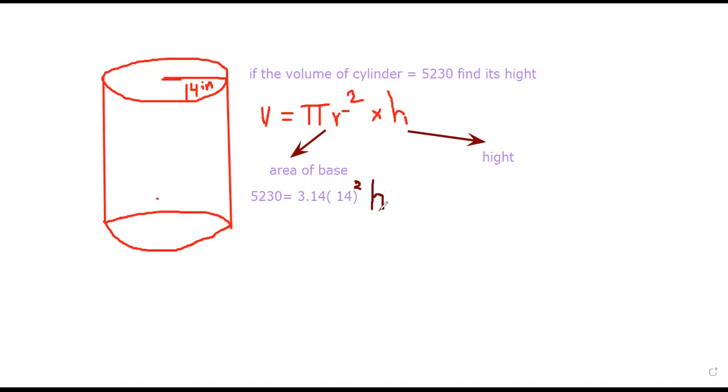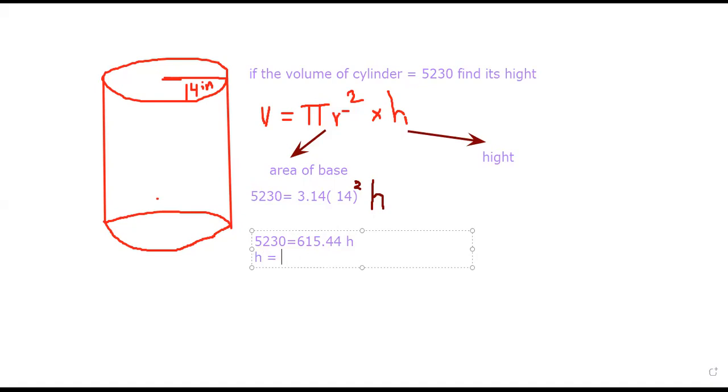What if I want to calculate the value of h? What do we have to do now? What do we have to do to find the value of h? We can simplify this part. So this one is 196 times 3.14. It will be 615.44. I can write now 5,230 equals 615.44 h, right? So I'm looking for the value of h.